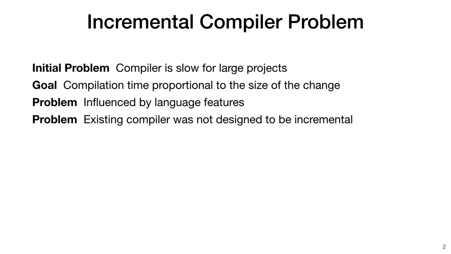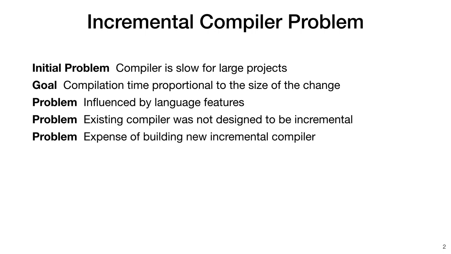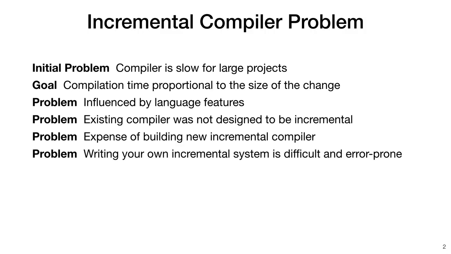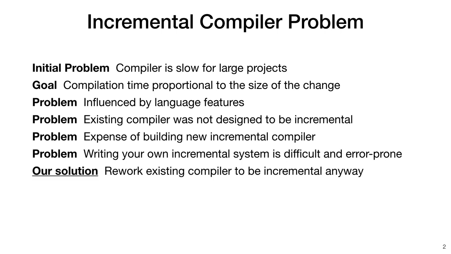But it would also be terribly expensive to build an entirely new compiler that is built to be incremental and reach feature parity with the original compiler. This is all without even considering the problems that can come up if you were to write your own incremental system. Our contribution is a case study of an economical solution to this problem. We decided to rework the existing compiler to be incremental. We put a new spin on the idea of separate compilation by leveraging an incremental build system inside our compiler.